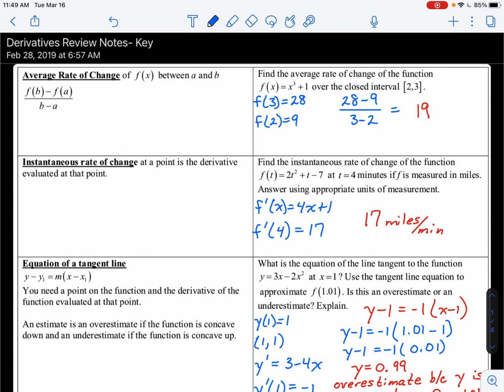In this video, let's review some derivatives. Let's start with the average rate of change. Of course, this is just our slope formula.